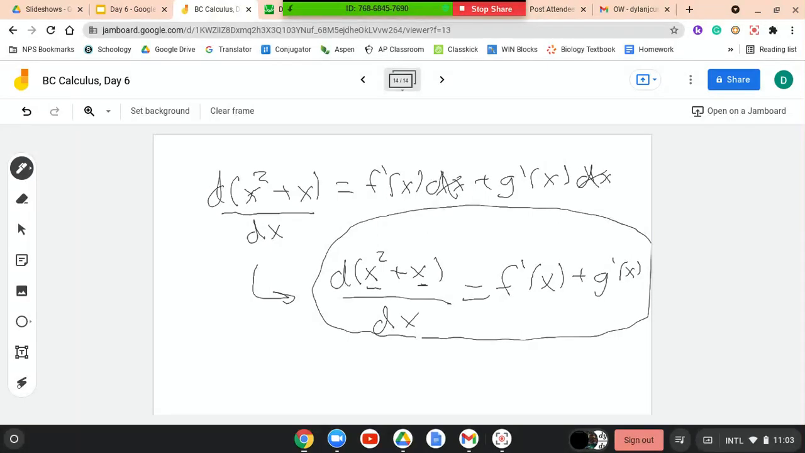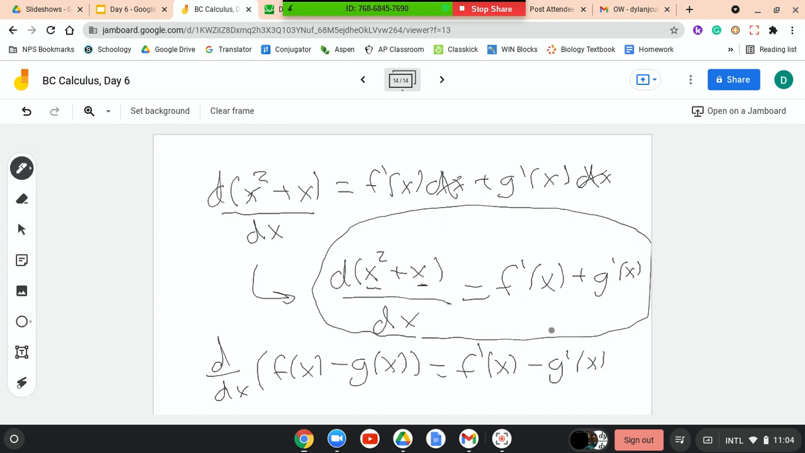Cool. And additionally, you could do the exact same process, so I won't do it again, to show that the derivative of f of x, a function minus another function, is the derivative of the first function minus the derivative of the second function. You would do the exact same proof that we did here. So I won't do it again, but it's the same logic and same process.